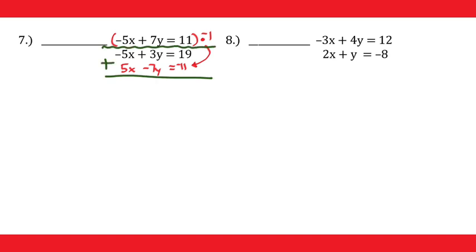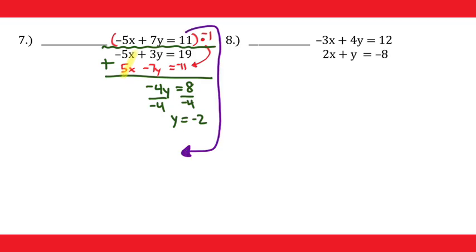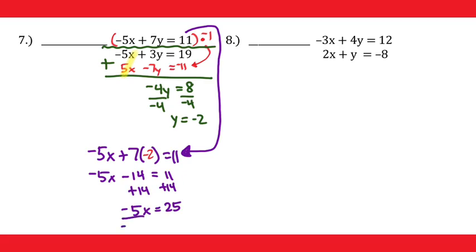Now I can add up these two new equations, eliminating the x and solving for y. Once I know that y is -2, I can choose which equation I want to substitute in for. I chose the top equation. So I would have -5x, and then I'm putting in the -2 for y. 7 times y, which is -2, equals 11. And notice I always go back to the original equations to substitute in. And then I isolate my variable, and I get that x is going to be -5.